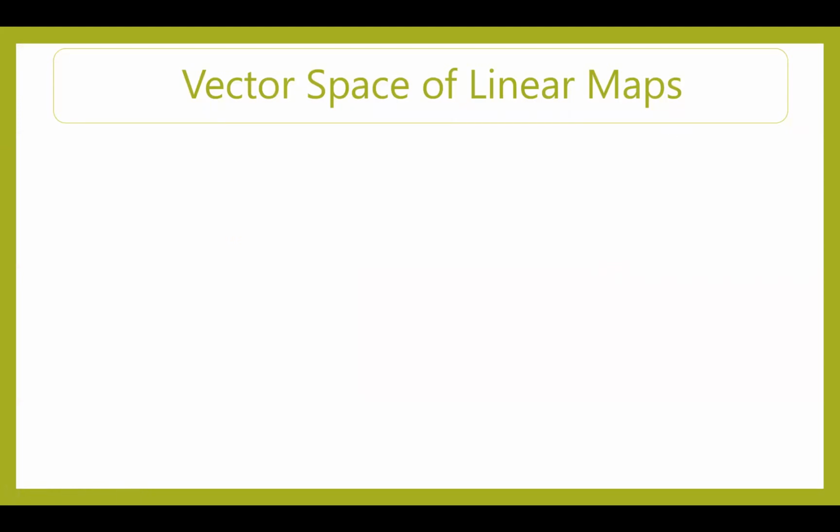Throughout this video, I'm going to be using F to denote the field that could be R or C, real numbers or complex numbers, and V, U, W, in most cases will be vector spaces over the field F. All right, so let's start with definition.